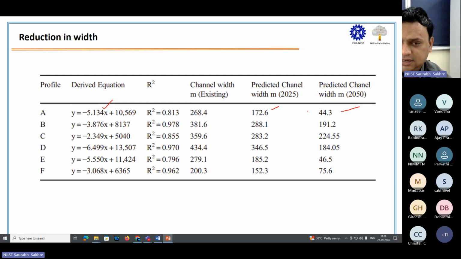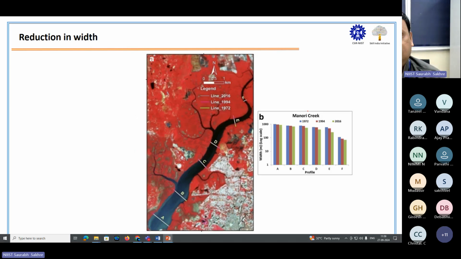Okay, and of course it is an alarming situation because one day it will get low. Similar analysis we have done for Manori Creek. In this case also, we have taken some snippets like A, B, C, D, E, F, and we have tried to see the reduction in width. So you can see here that width is reducing in all the years.